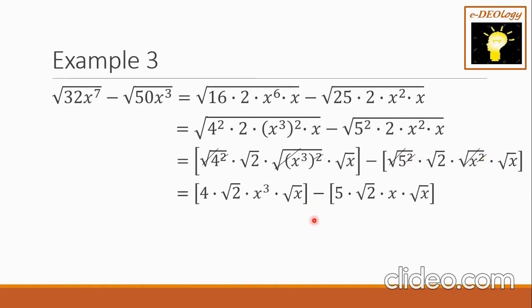So the next step is we're going to multiply all terms with no radicals, and we will multiply terms with radicals. So the 4 will be multiplied to the x cubed, the square root of 2 times the square root of x. So we will have this 4x cubed square root of 2x. And then minus 5 times x will be 5x. And then the square root of 2 times the square root of x will be square root of 2x.